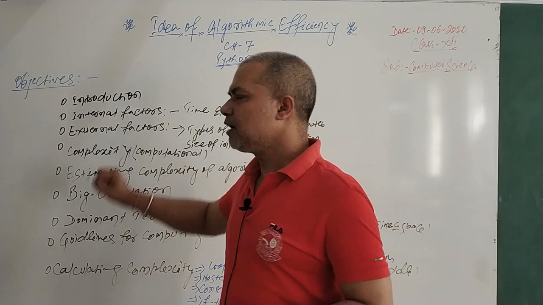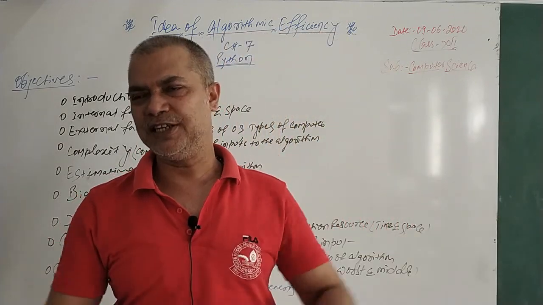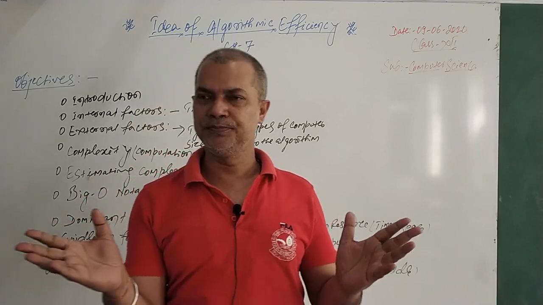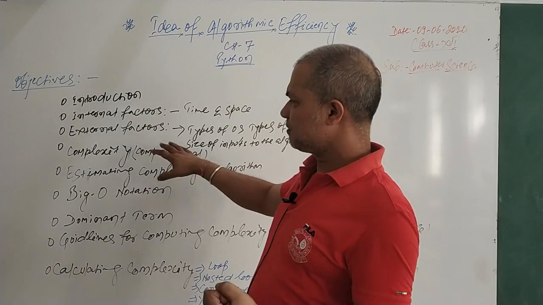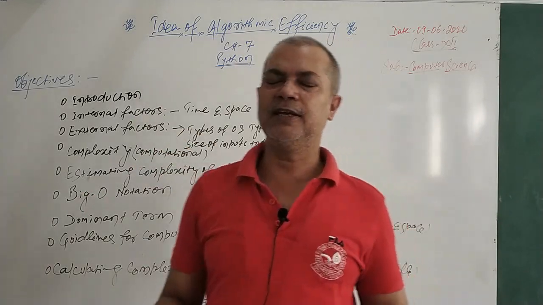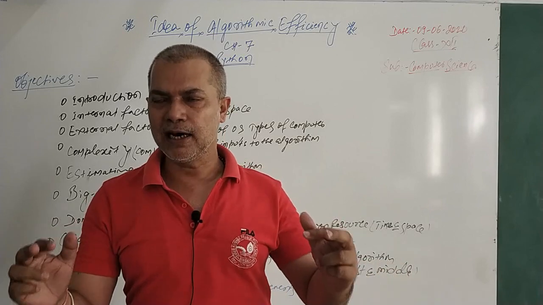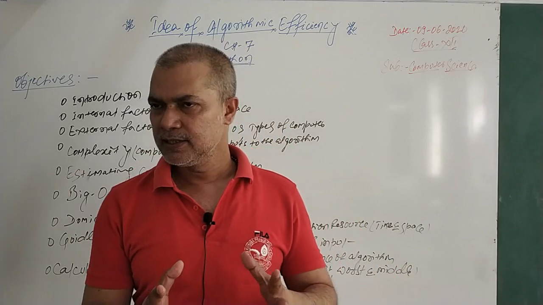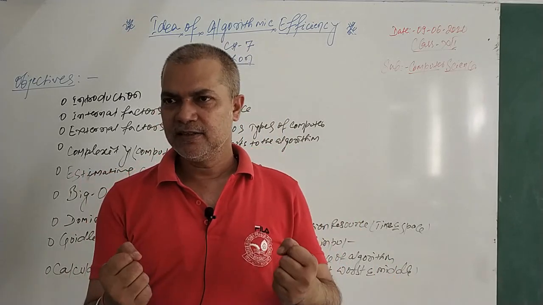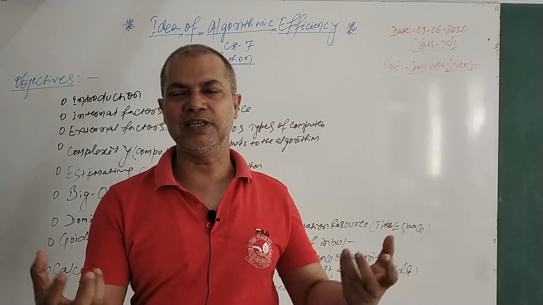Now, computational complexity. This is one of the terms. Try to understand these two terms: computational, and computational complexity. The word computational means utilizing a computer to solve a problem. It means the technique that you are using on a computer to solve a problem, that's computational.